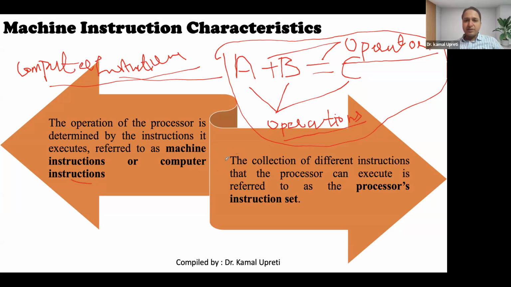And this is another point they are saying: a collection of different instructions that the processor can execute. We can say we have multiple instructions which are executed by the processor. What we can do is process them. For processing of multiple instructions, we call it a processor instruction set. Okay.